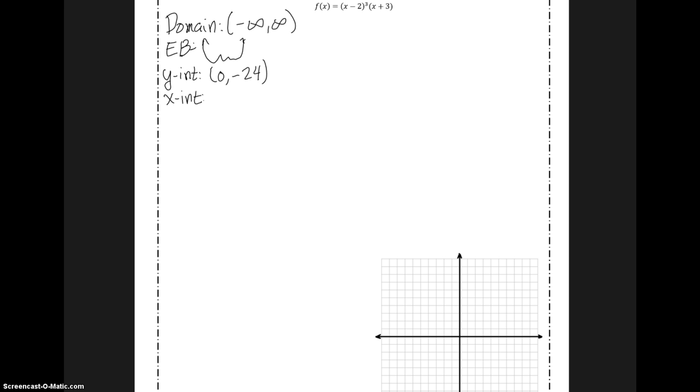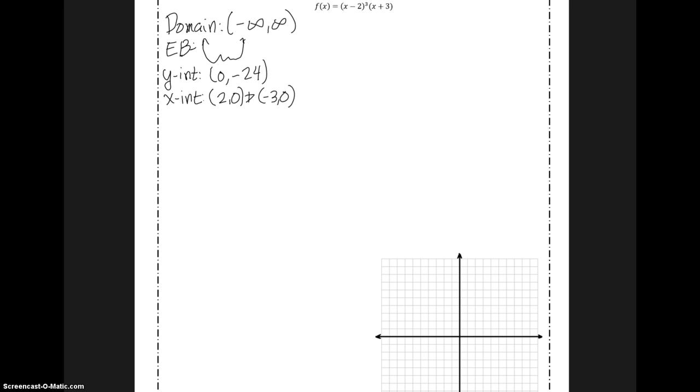And then the x-intercepts, that's the last bit of information I can get from the original function. So I get 2 x-intercepts in this graph. What are they? From the first factor, I get an x-intercept of (2, 0). And from the second factor, I get an x-intercept of (negative 3, 0). Okay, this is all the information we can get from the original function.